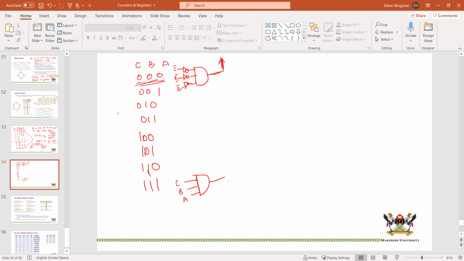All other AND gates, so for instance, this one would look like this. You have C, but B needs to go through that, and A also needs to go through that. Okay, so if I have a 000, all of these will be 0 except 1. That is what we mean by decoding. In other words, for each state, there is a gate that will give you a high, while other states will give you a low.